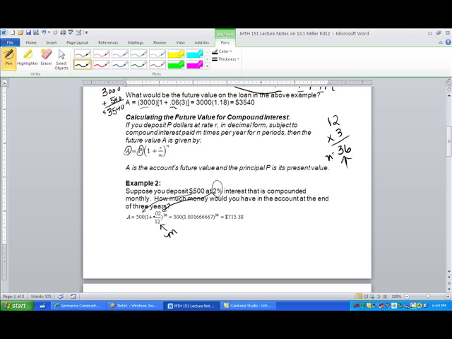Let's see, I'm getting something totally different from what I got when I did this earlier. So maybe I should check my arithmetic again. Did I do 0.02? All right, 1 plus 0.02 divided by 12. We want to hit enter. All right, it looks like I have the same number at that point. We want to raise that to the 36th power and then multiply it by 500.